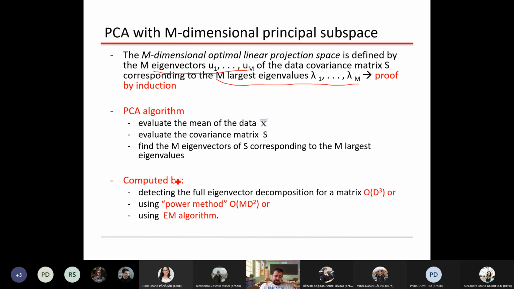So the PCA algorithm is a simple algorithm. First, evaluate the mean of the data. Once you get the mean of the data, you have to evaluate the covariance matrix and then find the m eigenvectors of S corresponding to the m largest eigenvalues. So you simply need to decompose S in eigenvalues. And this decomposition can be done in 3 different ways, as you studied in advanced maths.